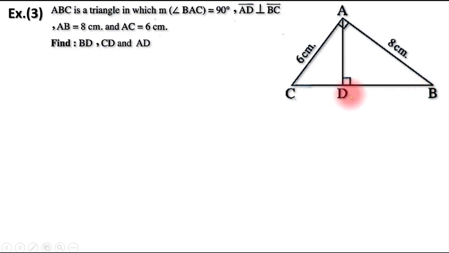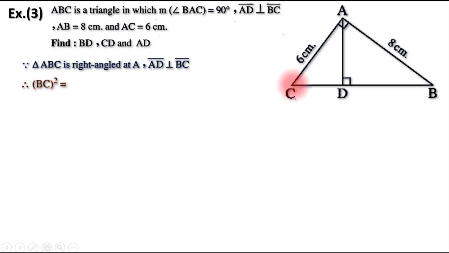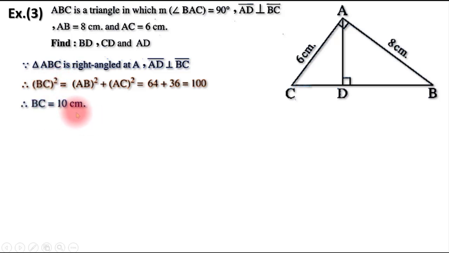First, we can find the length of BC because we have the two sides of the right angle, AB and AC, and BC is the hypotenuse. Therefore, BC power 2 will equal AB power 2 plus AC power 2, which equals 8 power 2 plus 6 power 2, equal to 100. Then, to find the length of BC, we take the square root. Then BC will equal 10 centimeters.